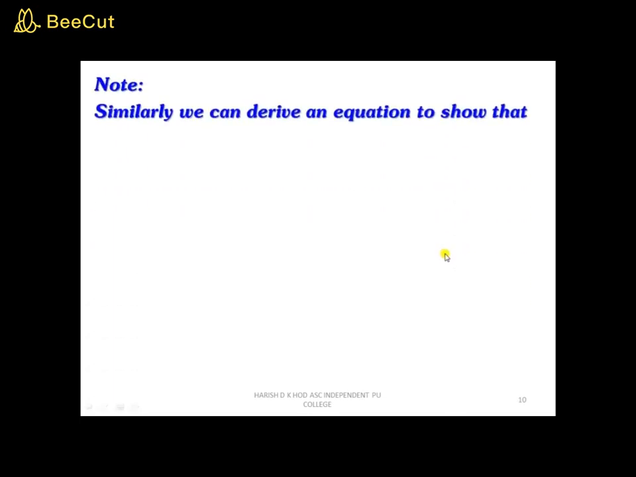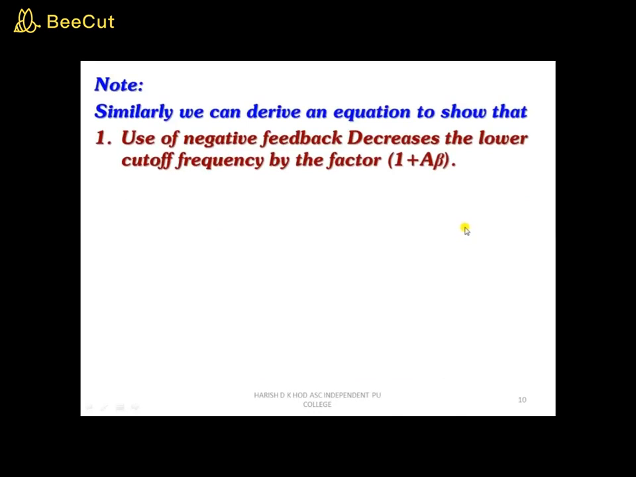Similarly, we can derive an equation to show that the use of negative feedback decreases the lower cutoff frequency of an amplifier by a factor 1 plus A beta, and it is given by F1 dash. F1 dash is the lower cutoff frequency of an amplifier with negative feedback. It is given by F1 divided by 1 plus A beta.